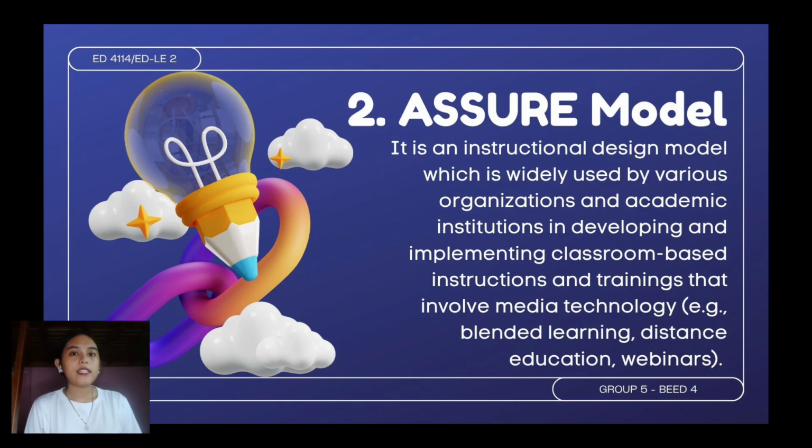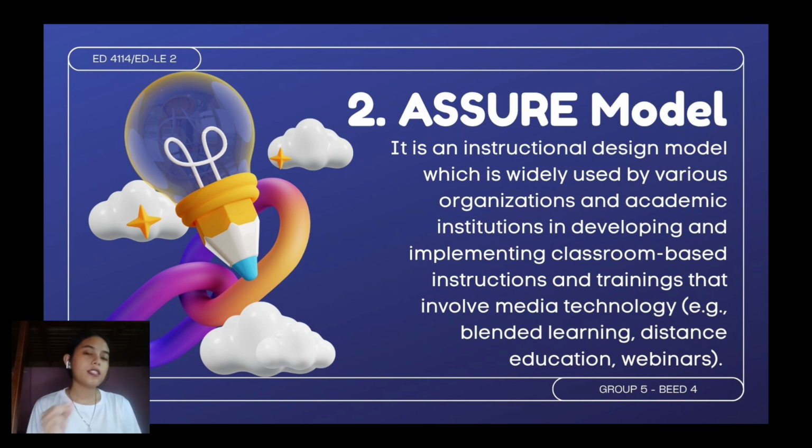But before that, let us know first the meaning of the ASSURE model based on the book. Now, the ASSURE model is an instructional design model which is widely used by various organizations and academic institutions in classroom-based instructions and trainings that involve media and technology. Examples, so we have here blended learning, distance learning education, and webinars.